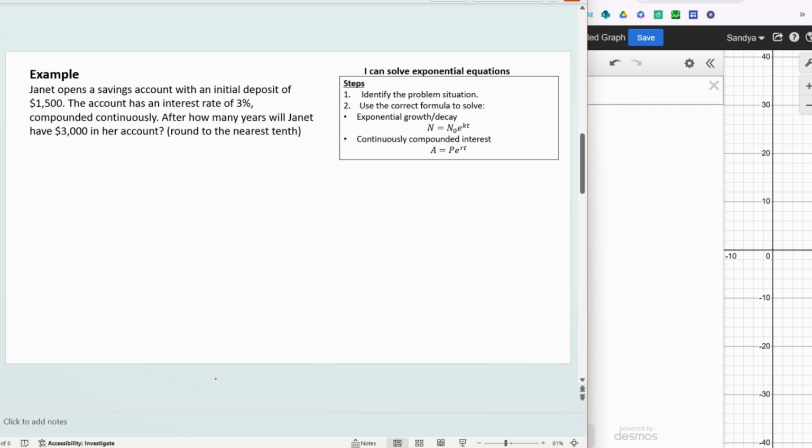Janet opens a savings account with an initial deposit of $1,500. The account has an interest rate of 3% compounded continuously. After how many years will Janet have $3,000 in her account? So, since we're continuously compounding interest, we're going to use this formula. Remember that P is the initial amount, so that's going to be $1,500. R is the interest rate, so that's going to be 3%, which I convert to a decimal. That is going to be 0.03. A is going to be the final amount she has in the account, so that's going to be that 3,000.